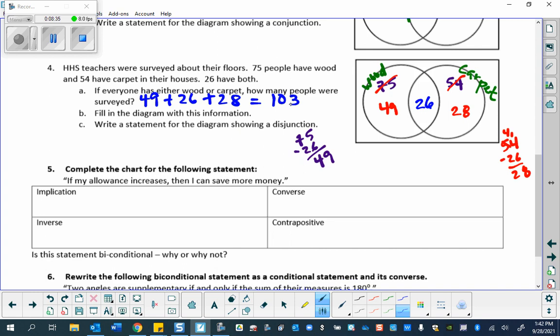Do you understand about the people that are double counted and why I needed to subtract and how those numbers fit in? I know that was tricky when you saw it before. Does it make better sense now? That's called learning.